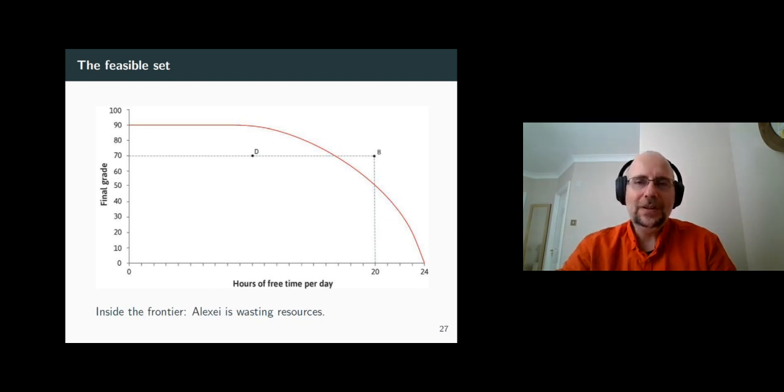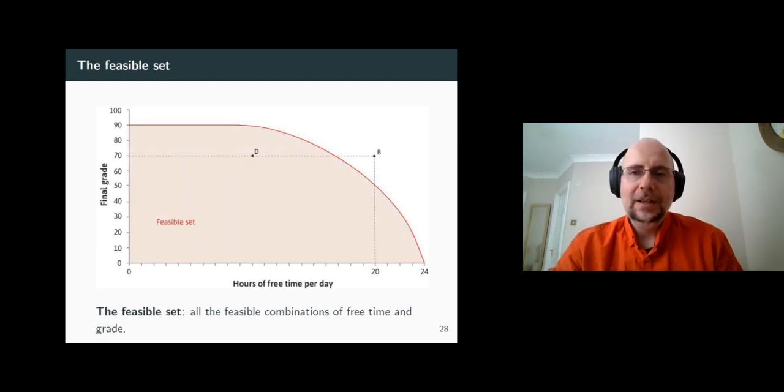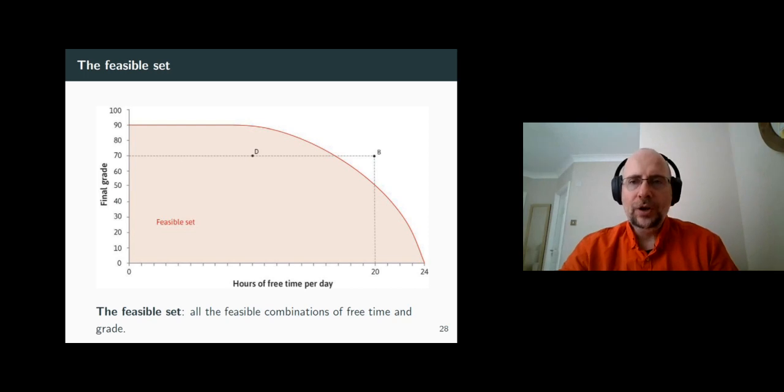So people typically choose some combination of goods sitting on the edge of their feasibility frontier. Only then they can be sure that they're not wasting any resources. So to sum up, the feasible set represents all the combinations of goods we care about, which we as consumers can achieve.